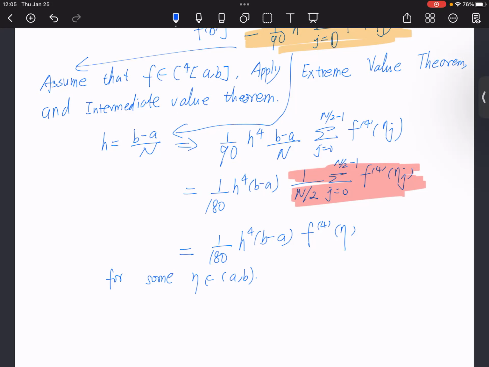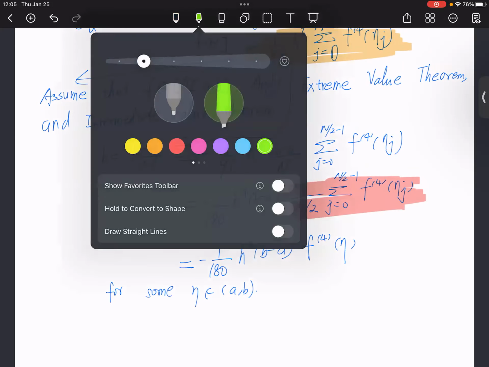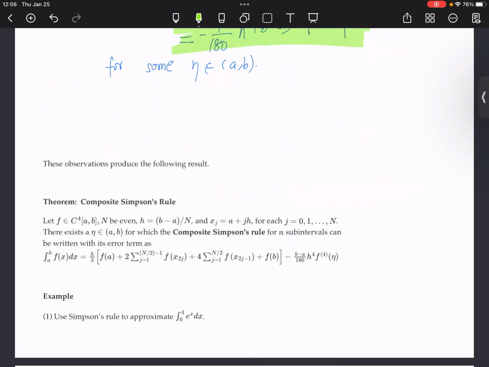And so now we got, let's get the negative here, negative here, negative here. And now this is the error term. This is the error term for the composite Simpson rule. So what we get here is the following theorem, the composite Simpson rule.